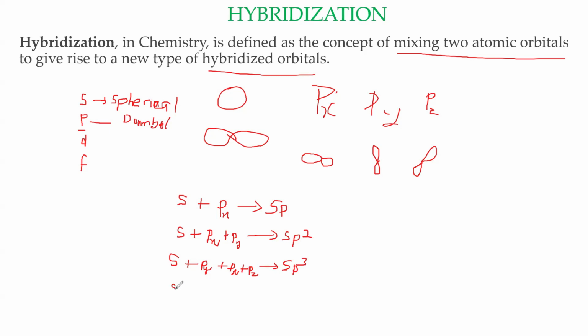And at the same time, you can have s plus px plus py plus pz plus d, which gives sp3d1. So this is what we call hybridization. When you have two or more orbitals mixed together, they will produce what you call hybrid orbitals. So these are hybrid orbitals.